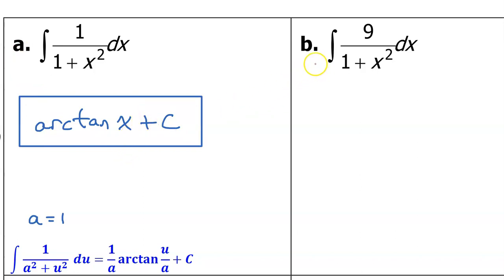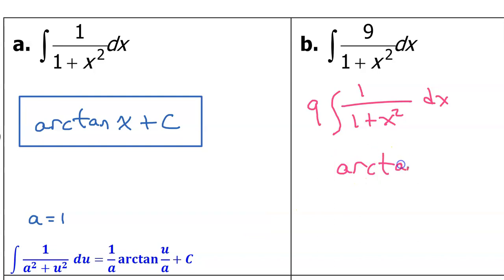Comparing with part B, the only difference is we see this 9 in the numerator. But we can just bring that 9 out in front of the integral, and that will leave behind 1 over 1 plus x squared dx. This integral is the same as what we had before. So just applying the rule once again, we have arctangent x plus c, but the 9 that we brought out to the front will now appear in the front of the answer.